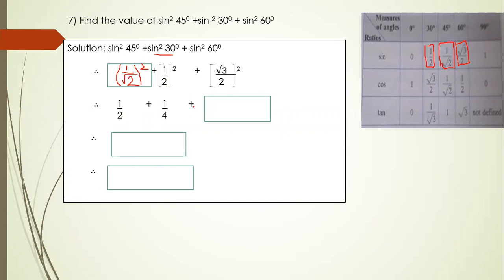This plus copied as it is. Now here, root 3 square. So what is the square of root 3? It is 3, right? So here we will write 3 upon 2 square. So what is the square of 2? It is 4. Now here you need to add this 3. But for adding, you know that the denominator should be same, right? So here we have 4.